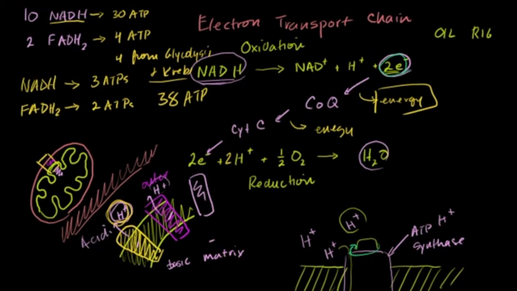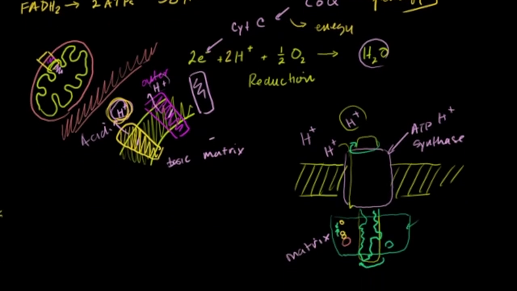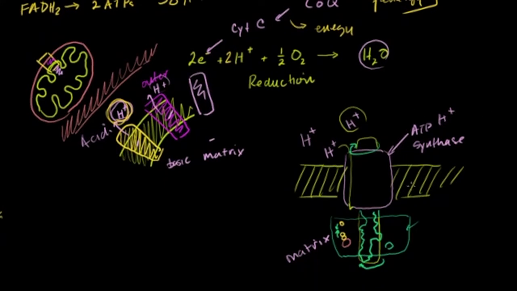And then the second part of the electron transport chain, or maybe we shouldn't even call this part of the electron transport chain, the process where the ATP is actually formed, the adding of a phosphate group to another molecule is called phosphorylation.